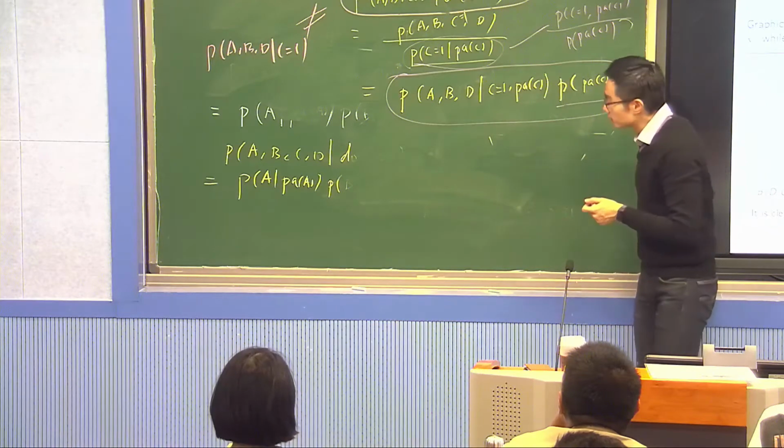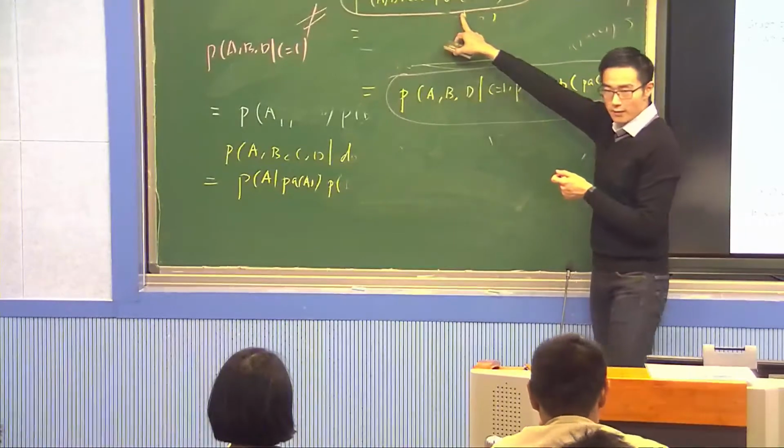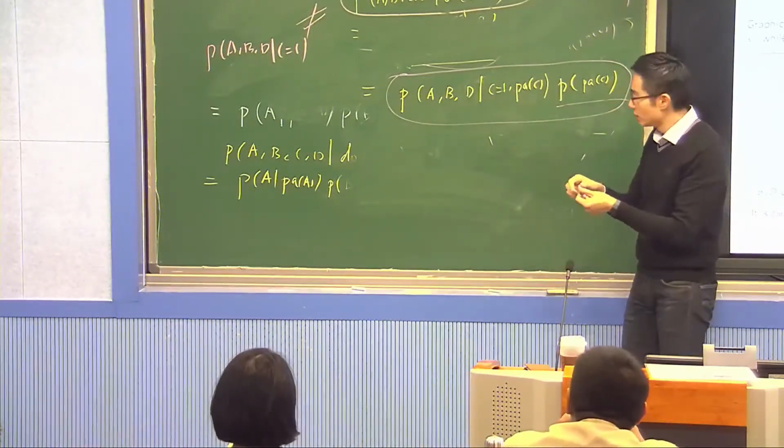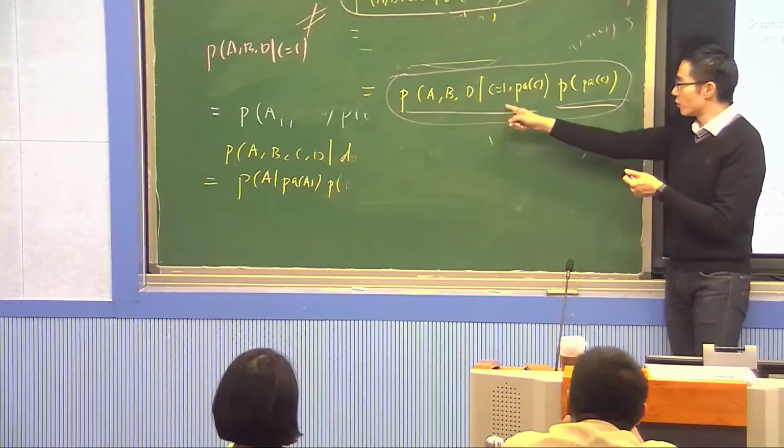So, in order to get this probability back, all I need to do is to get this and this. Do you see this from there?